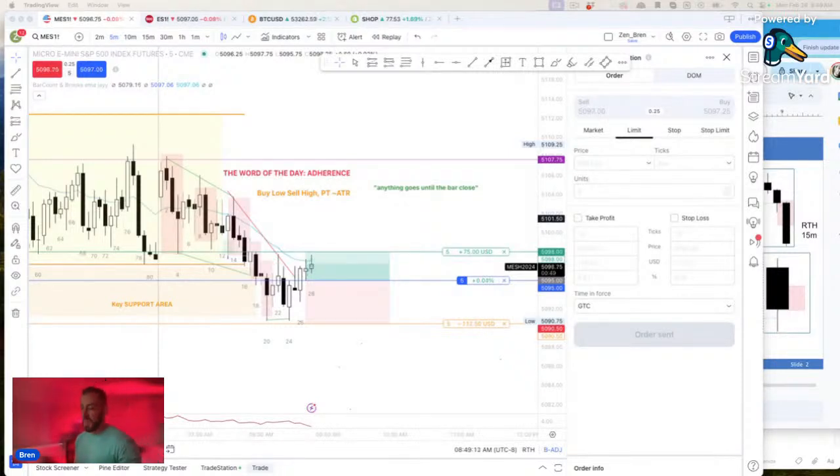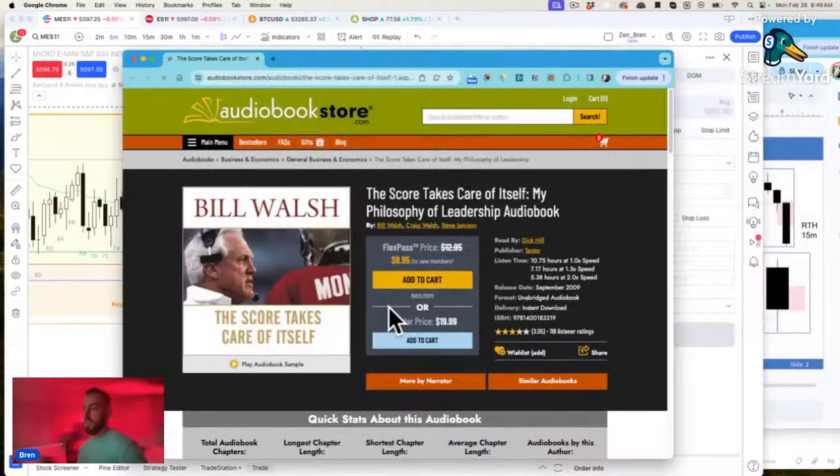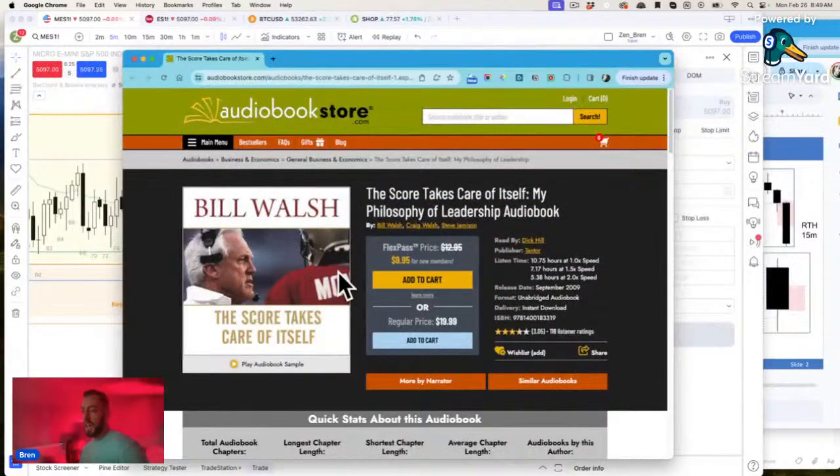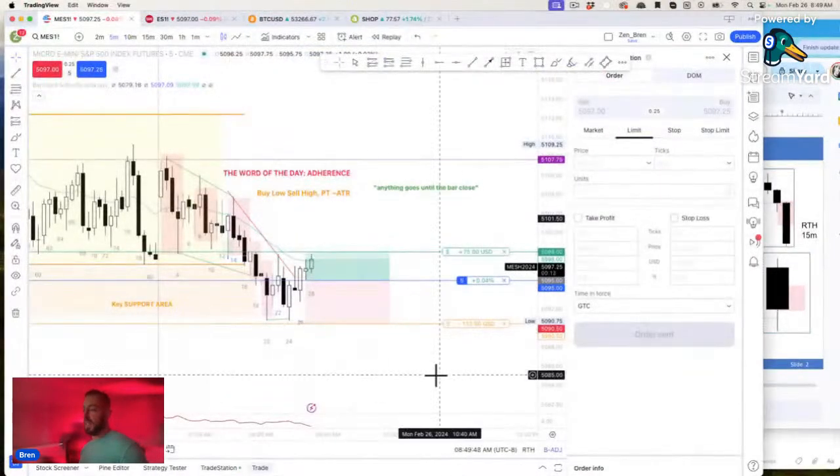Okay, so the score takes care of itself if you execute your process well. There's a guy named Bill Walsh, and he led the 49ers. He was the coach for the 49ers. He wrote a book called The Score Takes Care of Itself. And this is how he won as a coach. This is how he got the Niners to win all those games. You execute your process consistently according to your rules and procedures, and what? The score takes care of itself. In this case, the money making takes care of itself.